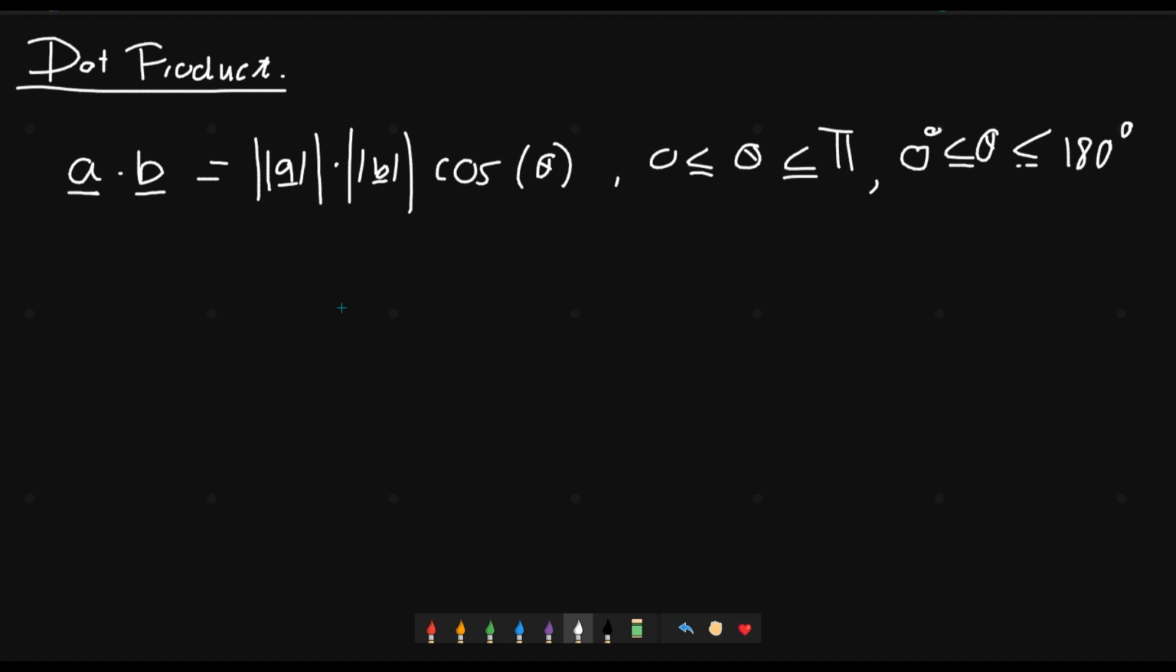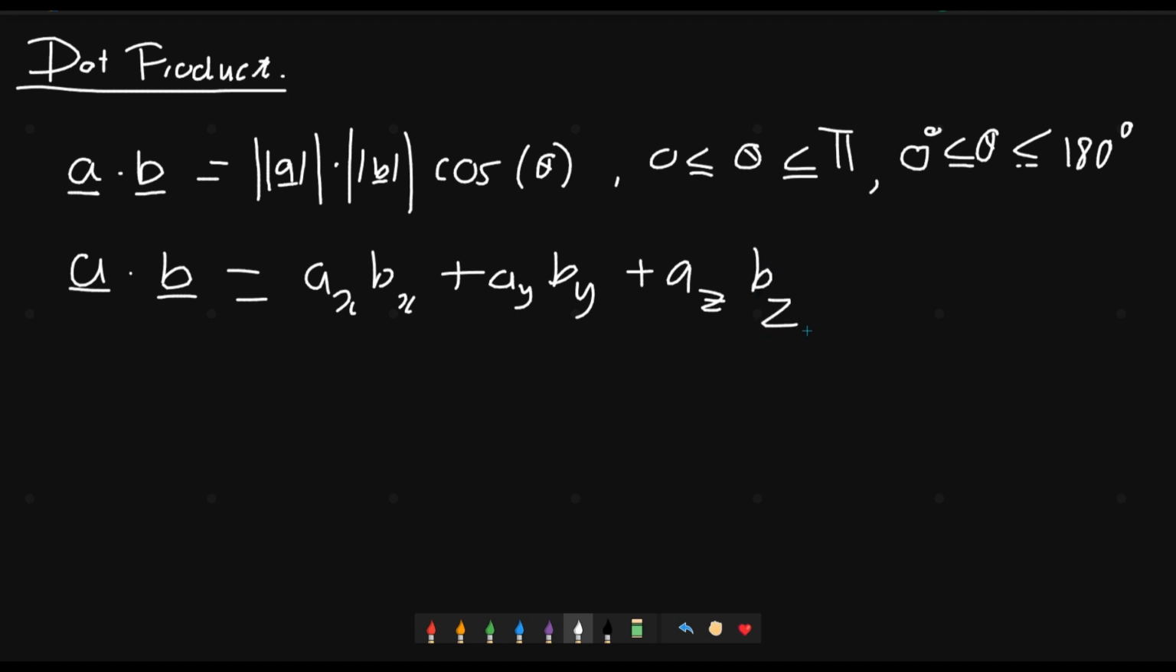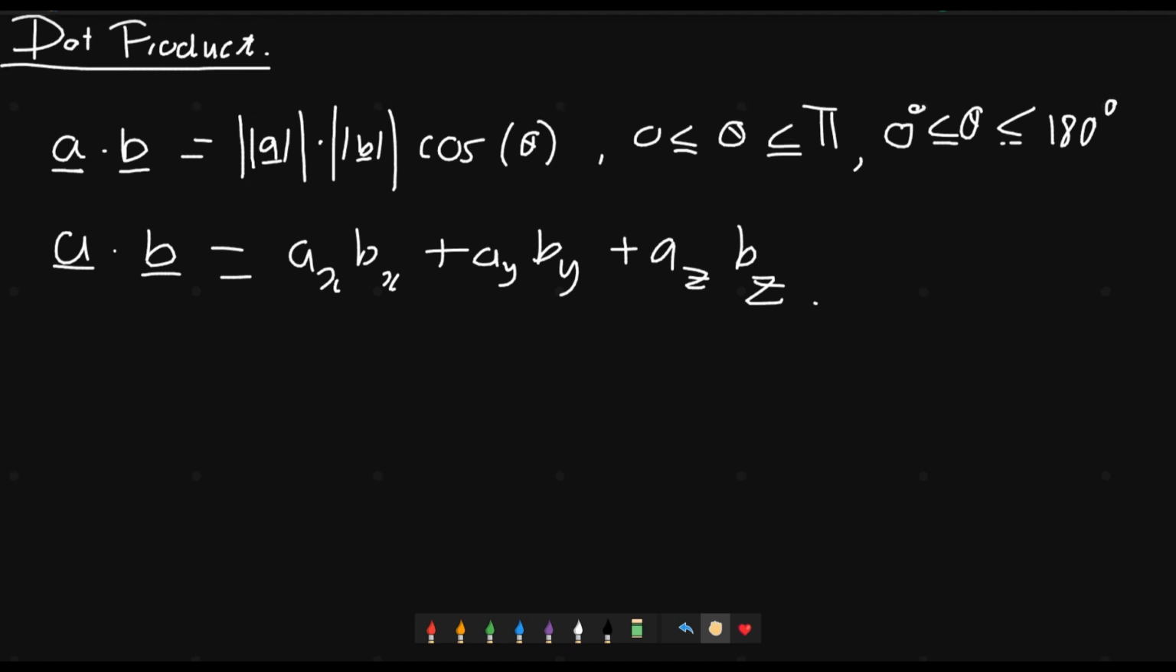So now we are going to also prove another result of the dot product, and that's that the vector A times the vector B is equal to AX BX plus AY times BY plus AZ times B sub Z. And by the way, our vectors here are just going to be described as, so A is going to be AX times the unit vector I plus AY times the unit vector J plus A sub Z times the unit vector K.